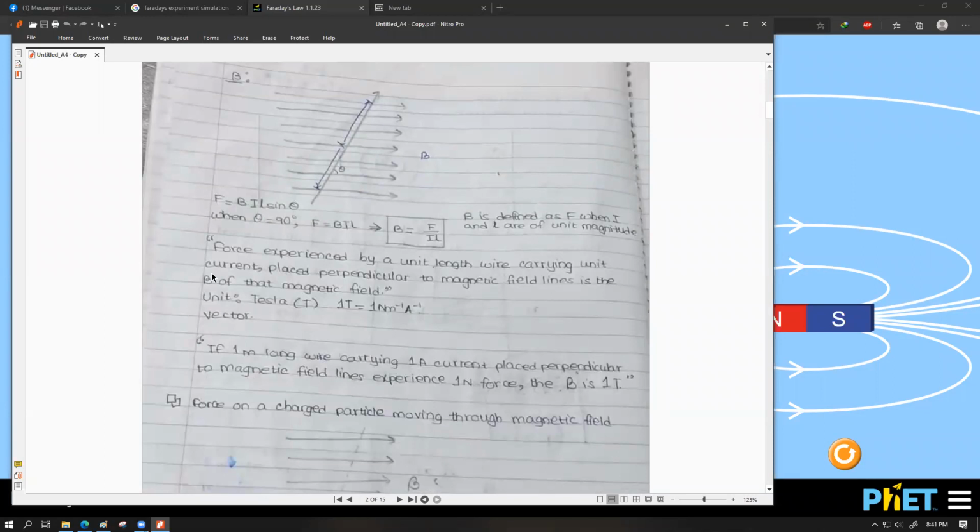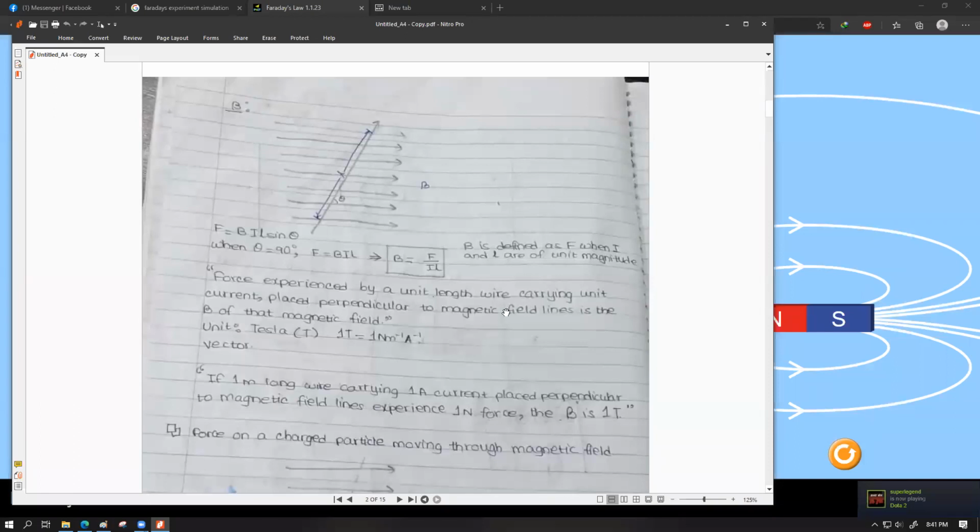But if you are ever writing this equation for your actual exam, you should write them in words. So once again, force experienced by a unit length wire carrying unit current placed perpendicular to magnetic field lines is the magnetic field strength of the magnetic field, which is given by unit equals to Tesla. 1 Tesla equals to 1 Newton per meter per ampere, or you could write Newton per ampere per meter, doesn't matter. And this is a vector quantity because force is a vector quantity. So magnetic field strength is also a vector quantity. It has a direction dependency.